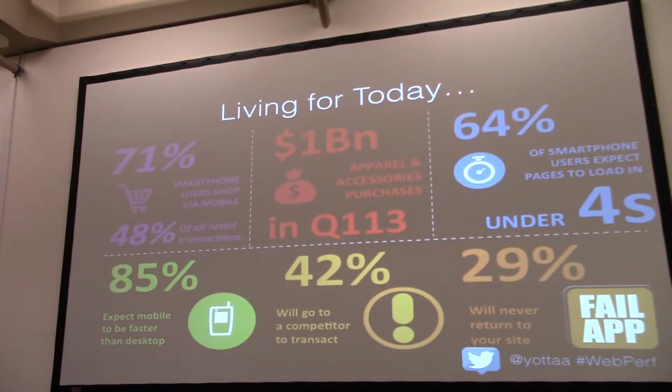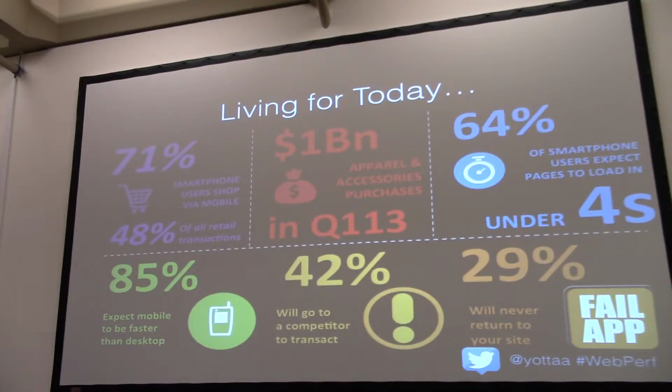So some other statistics. 71% of smartphone users shop via mobile, we know that. 48% of all retail transactions is something that surprised us. We went and tried to vet that and actually found that for our mobile commerce customers, that is where they're seeing the majority of their traffic. $1 billion in apparel and accessories was done in mobile in Q1 alone this year. That's a pretty staggering figure when you think about it, especially when you think about something that's as hard to buy as apparel on a device as small as a mobile device.